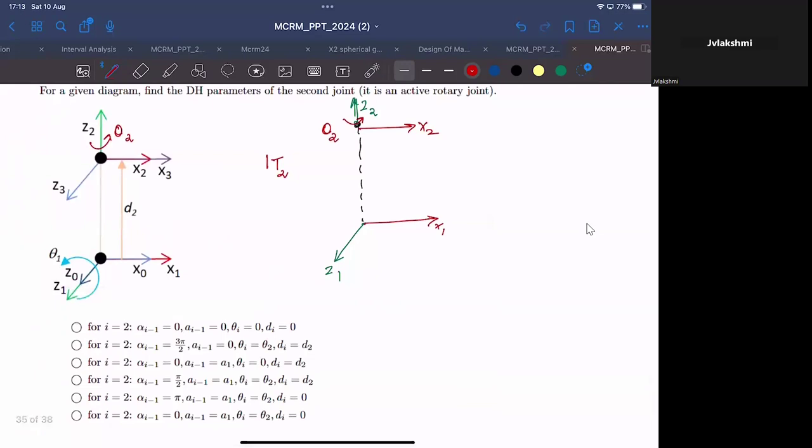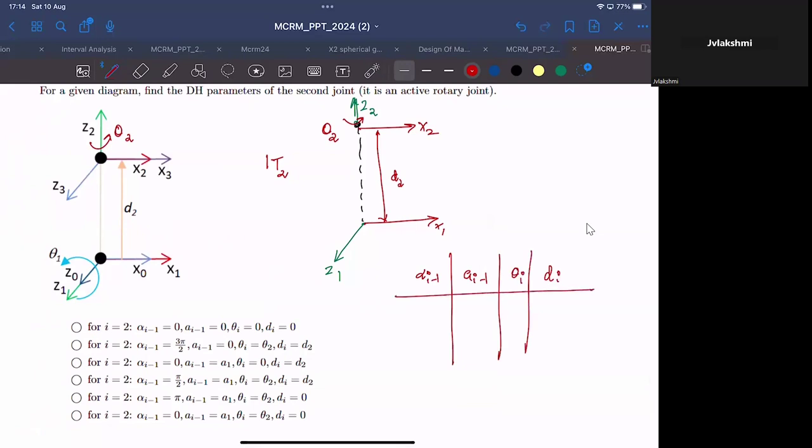Okay, and the perpendicular distance between x2 and x1 is given as d2 in the question. So what is alpha i minus 1, ai minus 1, theta i, di in this case? So i is 2. So alpha i minus 1 would be the rotation that you have to make along x1 so that z1 and z2 would be aligned. 3 pi by 2, sir. That is 3 pi by 2. And ai minus 1 would be the distance that you have to move along x1 so that the perpendicular distance between z2 and z1 can be taken into account.